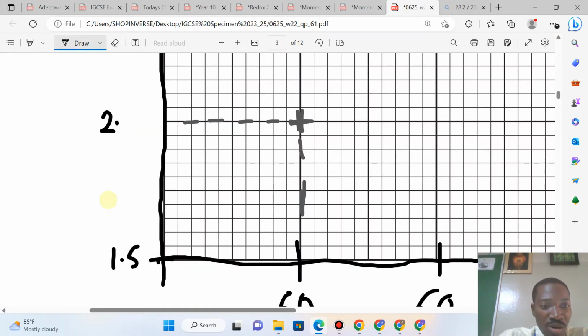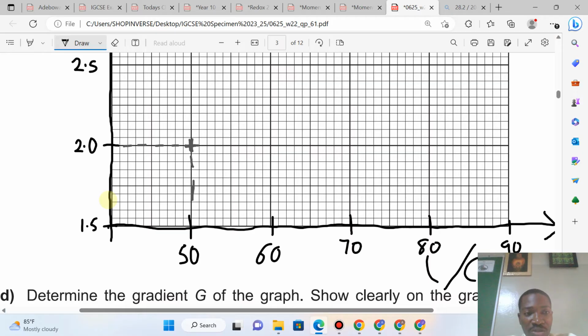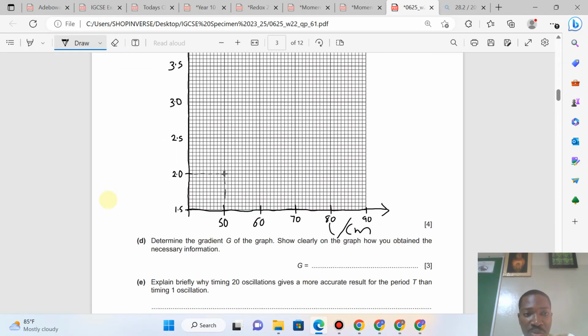This is 2.0. That's the division we have here. Good. So we've gotten the first point. Now we're going to do this for every other point. Let's go back to our table so we can get every other point.